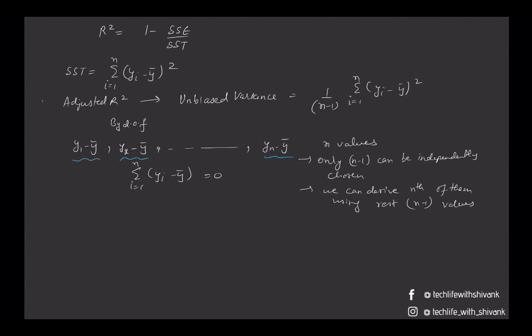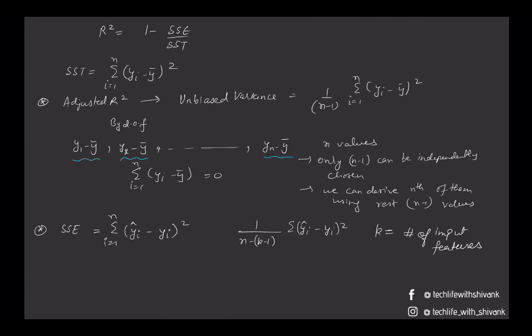Similarly, we adjust our SSE, which is equal to the sum of squares of predicted output minus actual output. We adjust this by dividing it by the degrees of freedom, and degrees of freedom here are n minus k minus 1, where k is the number of input features. And why do we have degrees of freedom of n minus k minus 1?